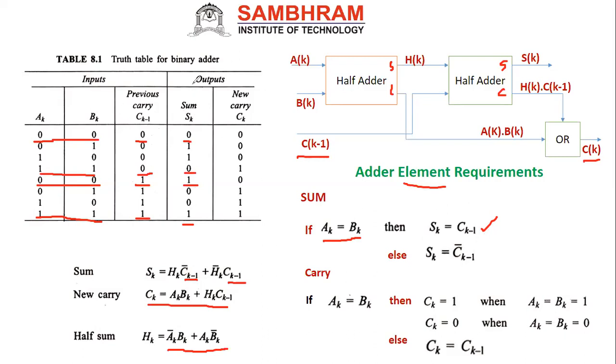Now else. What I'll go for else condition now? Let us go for else condition, that is nothing but AK is not equal to BK. Now we'll see the condition, AK is not equal to BK condition. The rest of the values are AK is not equal to BK only, right? Now we'll see what is that.